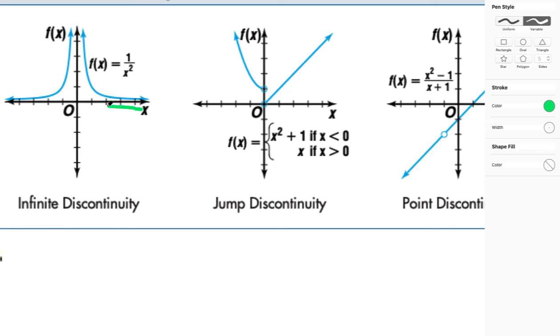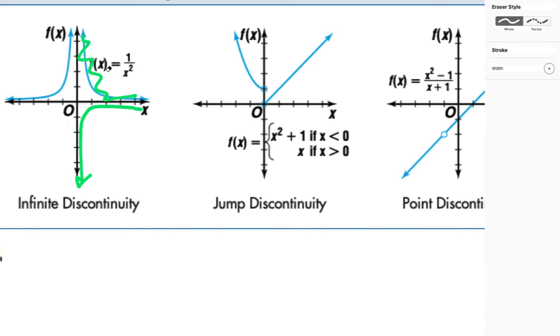Sometimes you can have infinite discontinuities that do it in the opposite way. So this would be an infinite discontinuity if this part of the graph didn't exist and it was more like this. Infinite discontinuities means that you've got part of your graph going off to infinity as it approaches a number, in positive infinity or negative infinity, and that is considered an infinite discontinuity.